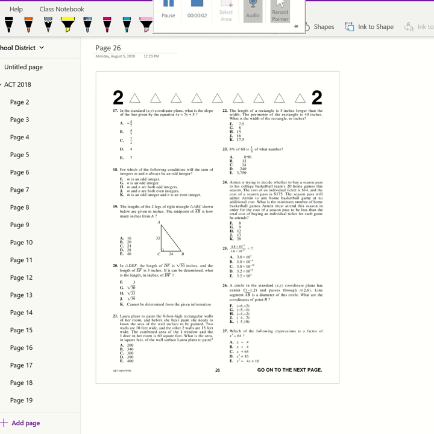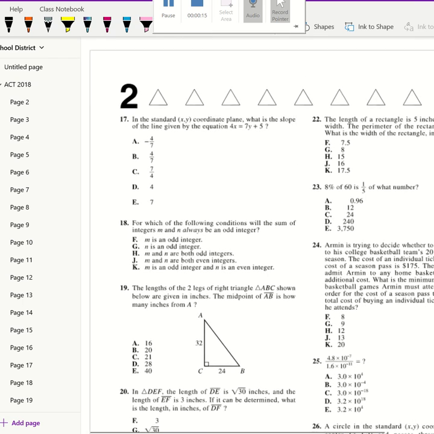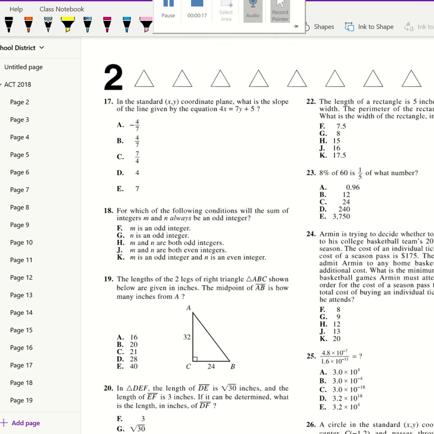All right, this is page 26 of the 2018 math portion of the ACT practice test, and we're going to go over solutions for 17 through 27. So starting with number 17, we want to find the slope of the line that's given by this equation, 4x equals 7y plus 5.